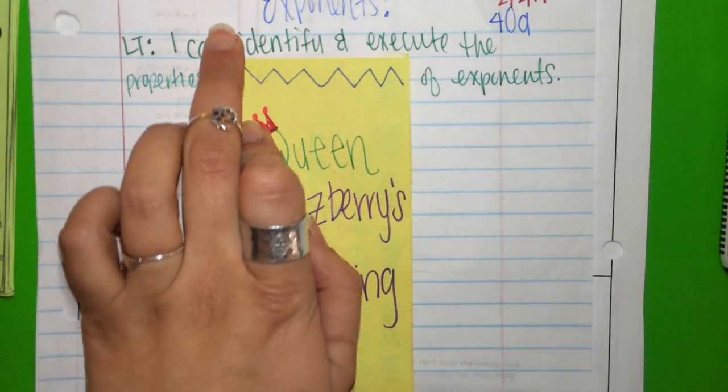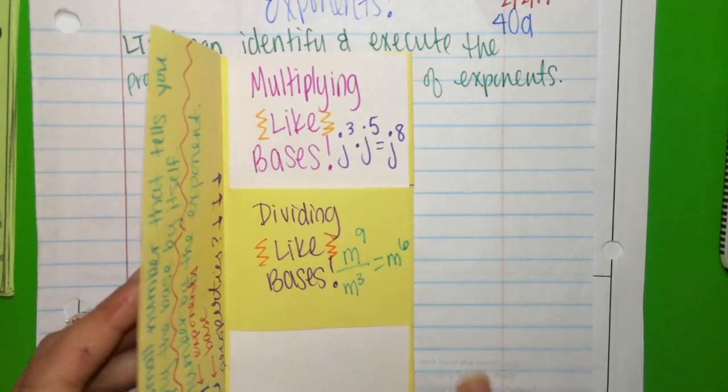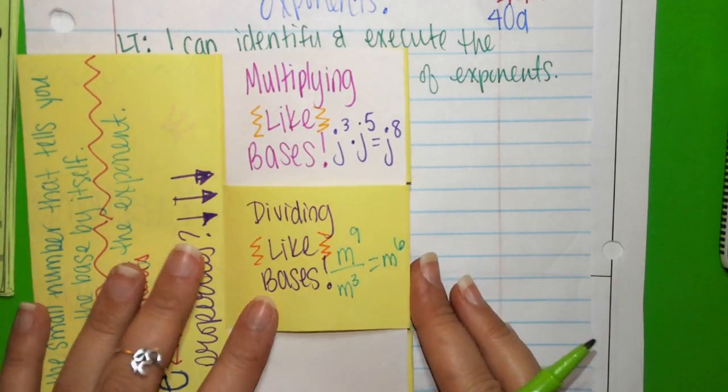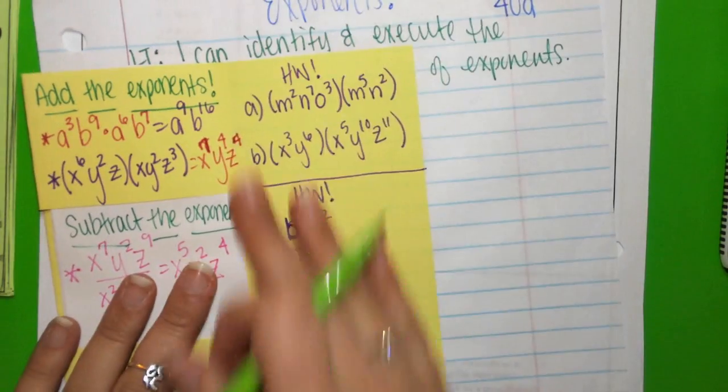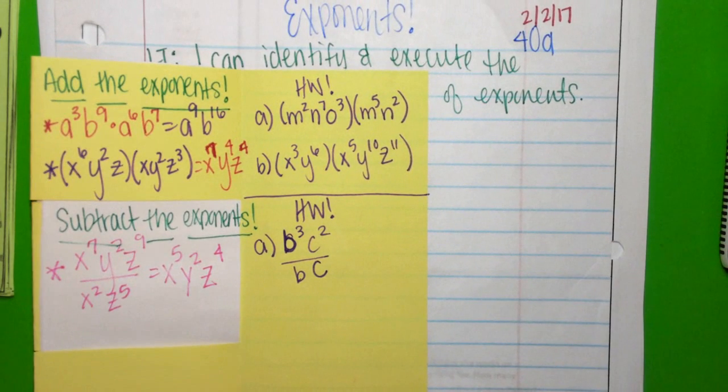Okay. Alright, it says I can identify and execute the properties of exponents. That means that you're going to be able to tell me what to do when, and you're going to be able to successfully do it. Now, before we go any further, I want to write down the rest of our learning targets. You need to write them where I write them. Does everyone understand? Yes, ma'am.